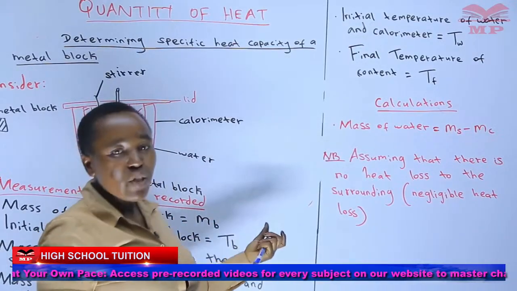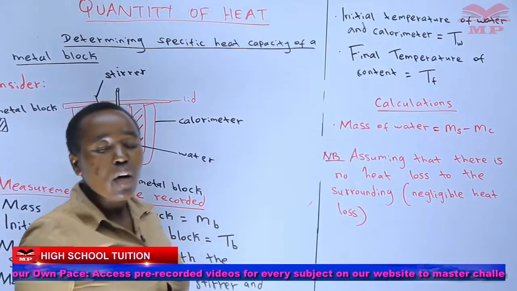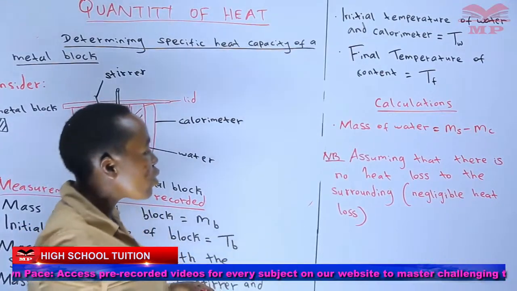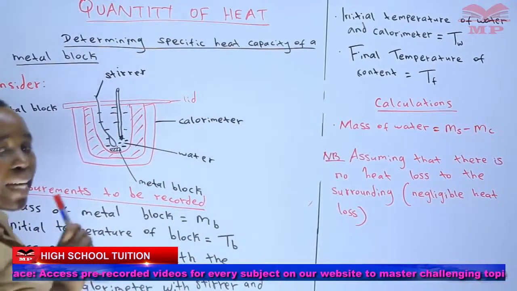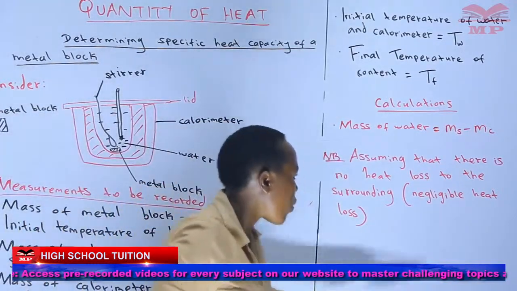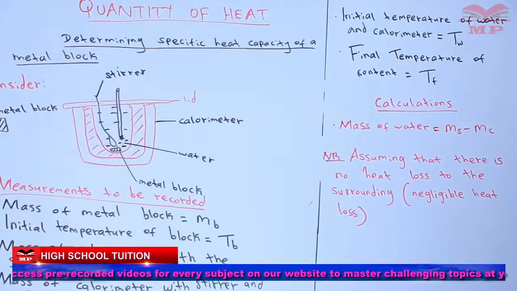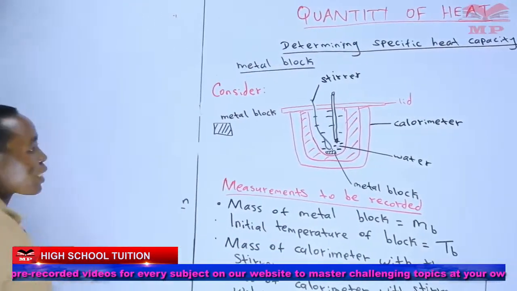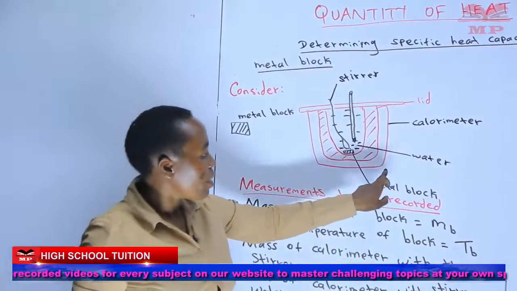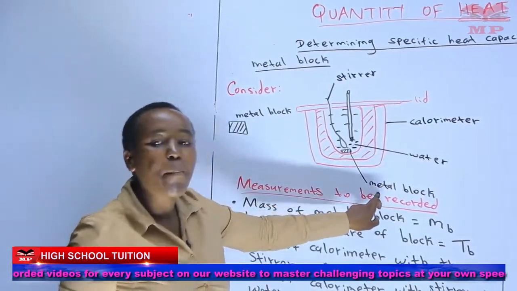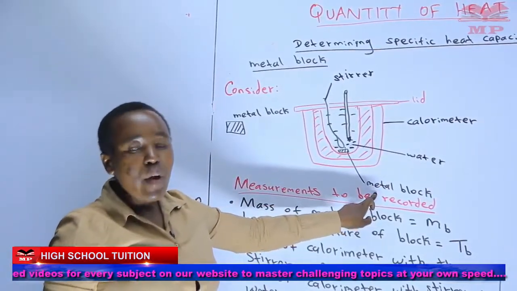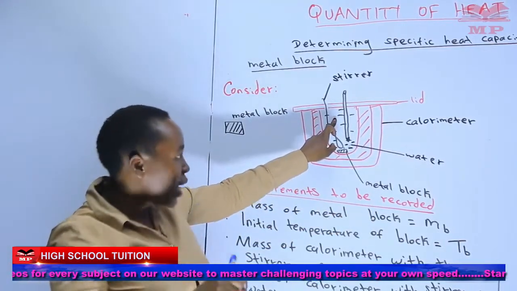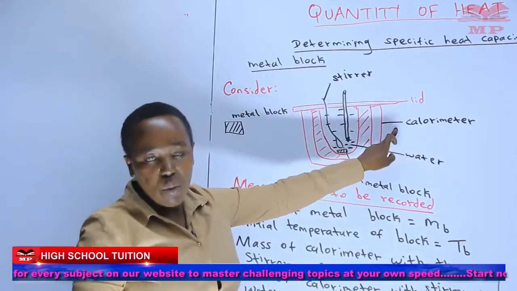When we talk of negligible heat loss, it means that we don't have to take it into consideration. So we assume that the heat loss is negligible, and therefore note the following. If our heat loss is negligible, then it will mean that heat that is lost by the metal block will be gained by the water, and it will also be gained by the calorimeter.